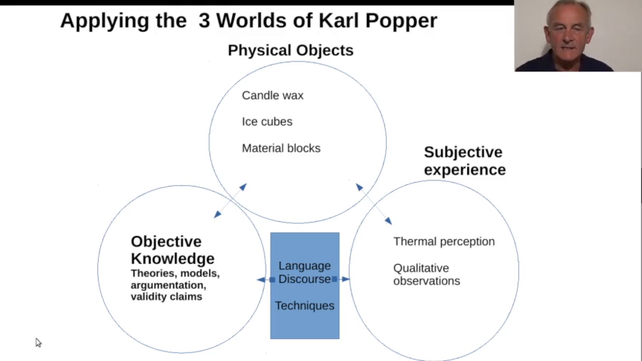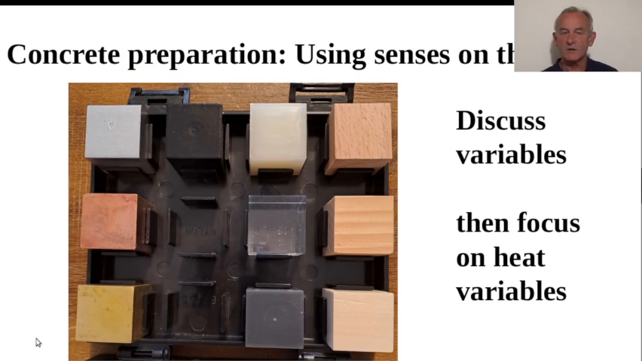Okay, this would exactly be how the lesson would start. The first piece of concrete preparation is we have a variety of these different density blocks. We have some wooden ones, some plastic ones, and some metal ones, the metals including iron, brass, copper, and aluminium. And these would be passed around the class.